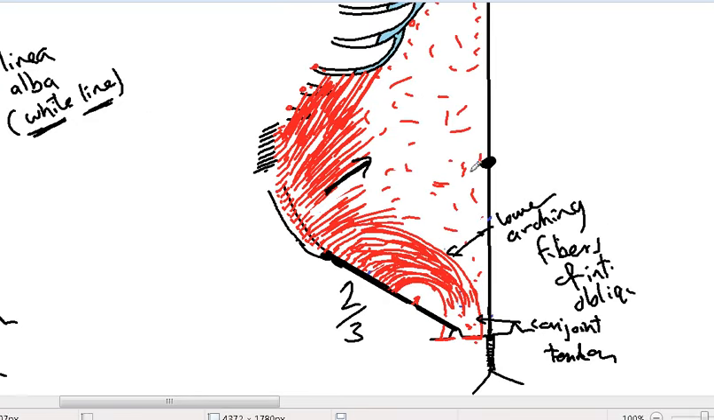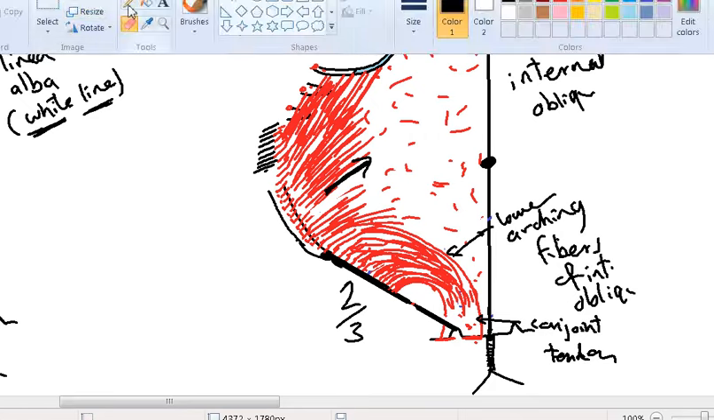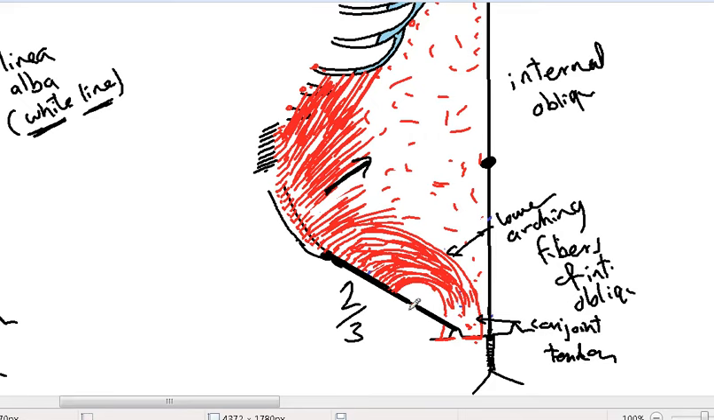The arching fibers of the internal oblique arise from the upper surface of the inguinal ligament. This is the inguinal ligament. From the lateral two-thirds of the inguinal ligament, at the edge of these arching fibers, we have the conjoint tendon. If we look here, we have a space between the arching fibers of the internal oblique and the inguinal ligament. We call this space the inguinal canal, okay?